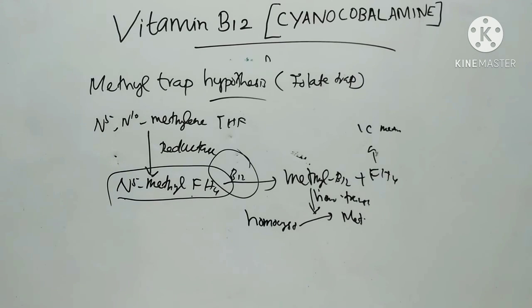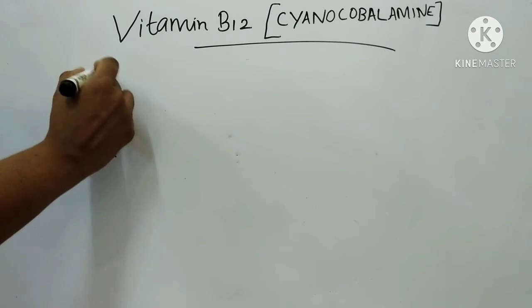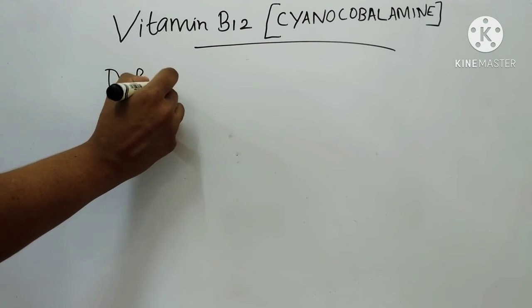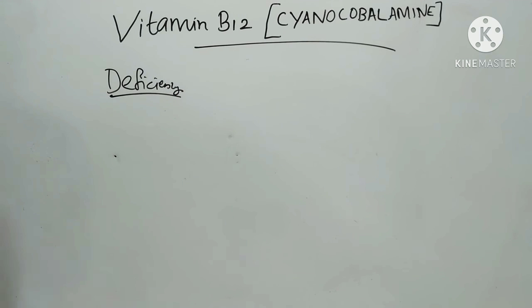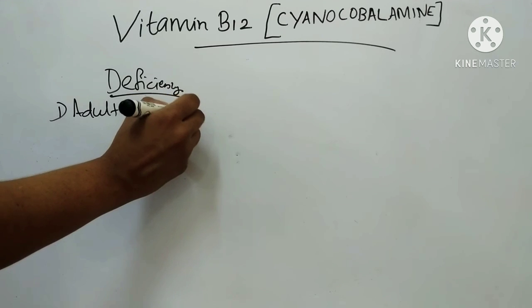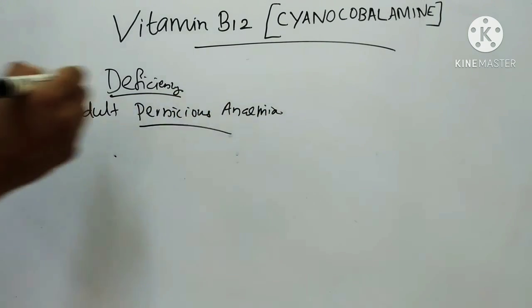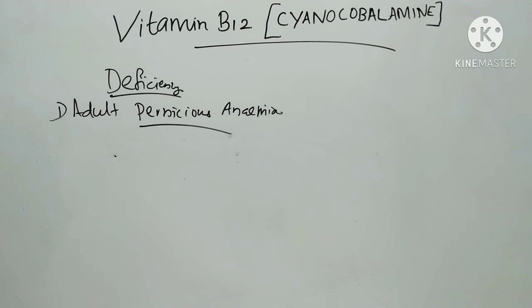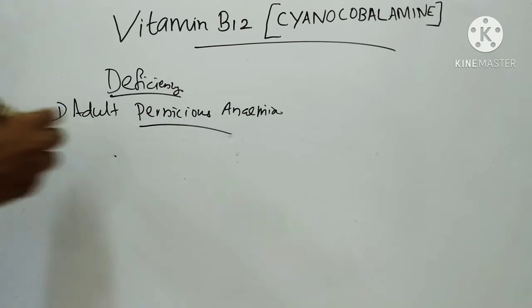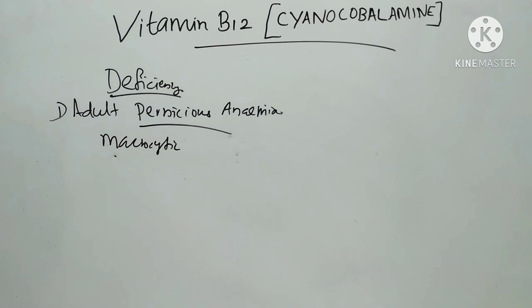Next we will see deficiency manifestations. First one is adult pernicious anemia. This vitamin B12 deficiency produces macrocytic anemia. It is characterized by hematological and neurological features. It is an autoimmune disease.